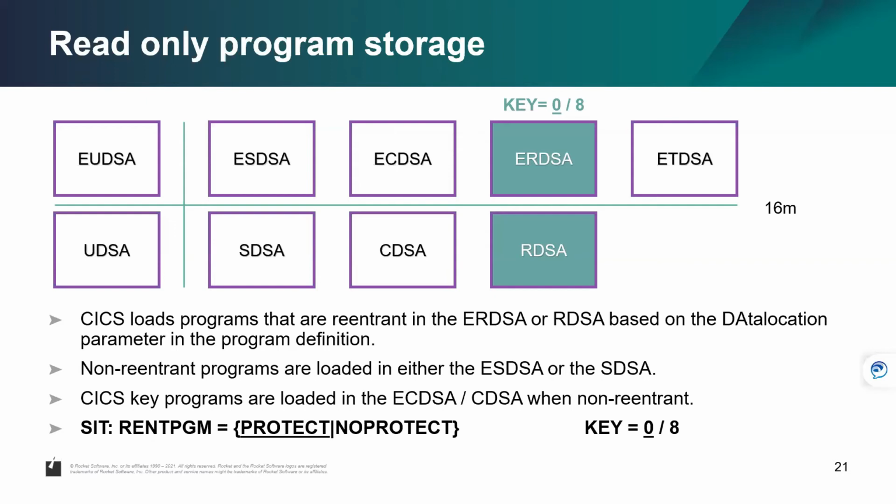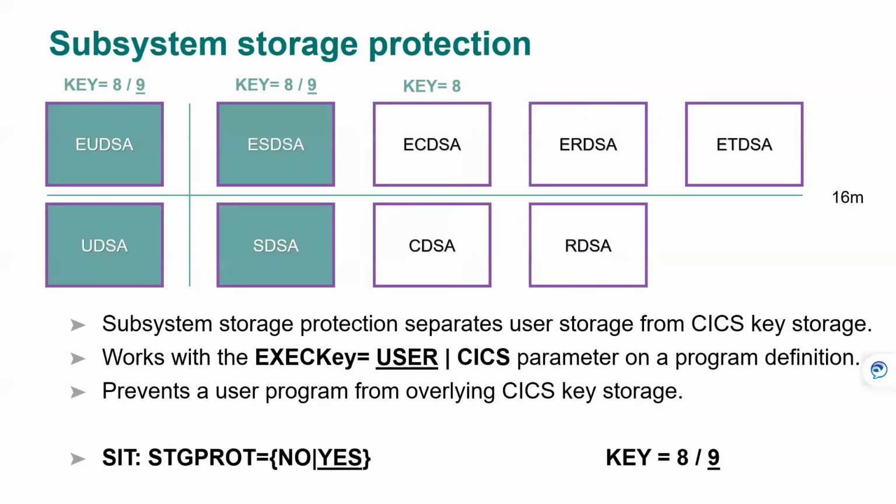Now, how do you get into the read-only DSA? Once you put the protection on, you've got to make sure your programs, or most of your programs, are loaded in the read-only DSA. How do you do that? The answer is you use RENTPGM=PROTECT, and you also mark your programs reentrant. Then by default, they'll be loaded in the read-only or the extended read-only DSA above or below the line, depending on data location. So that gives you a piece of protection.